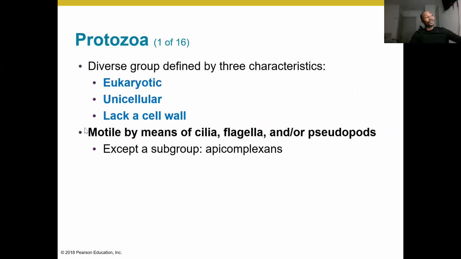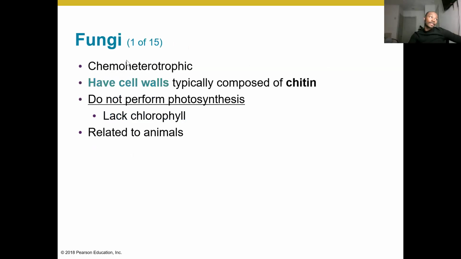Protozoa are diverse groups of eukaryotes. They're unicellular and lack a cell wall, and they're motile by means of cilia, flagella, or pseudopods. Fungi have cell walls and do not perform photosynthesis.